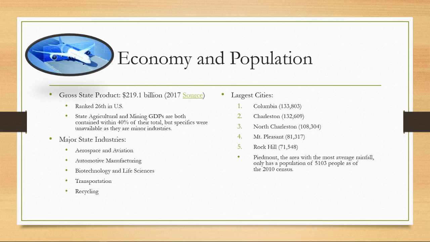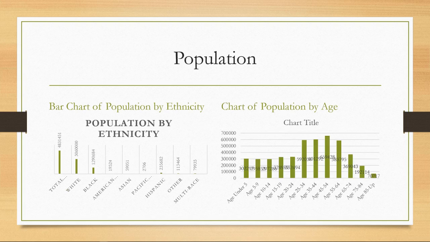And then earlier we mentioned Piedmont, which is a small metropolitan area. As of 2010, they only had 5,103 people living there. In here is a population bar chart based on ethnicity, and so the total population was 4,831,451, and then a majority of that is white and black, and then all the different breakdown here is pretty cool. Pacific Islander is very underrepresented in South Carolina, with only slightly over 2,000 people, clocking in at that. And then by age, the average age based on this trend seems to be between 35 and 54, which is fairly old, I would say, for an average population.